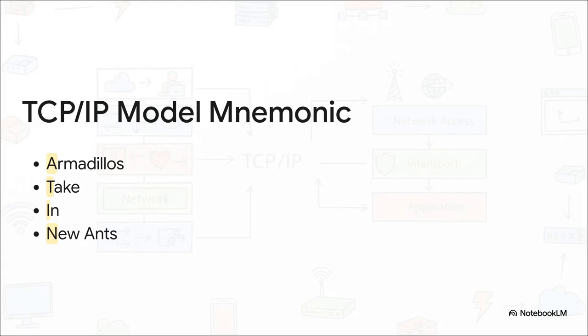Easy, right? And for the 4 layers of the TCP/IP model, let's get a little sillier. Just remember, armadillos take in new ants. That gives you application, transport, internet, and network access. It's weird, I know, but trust me, you won't forget it.